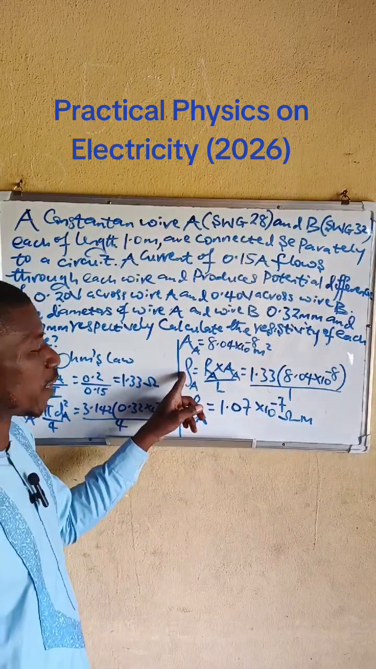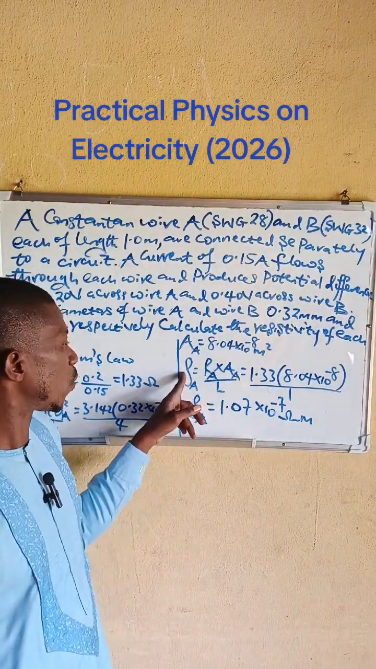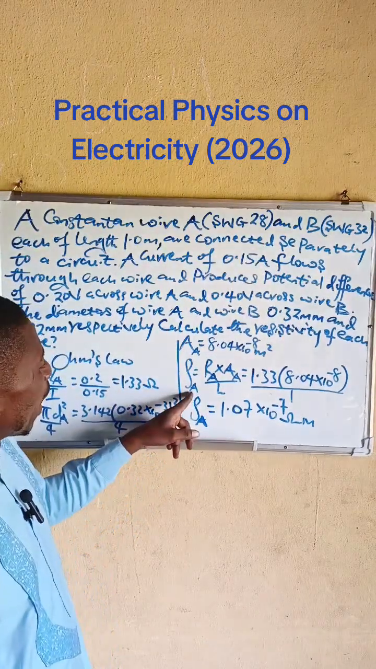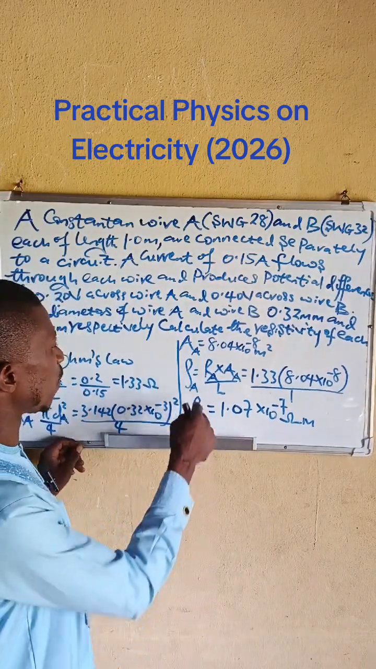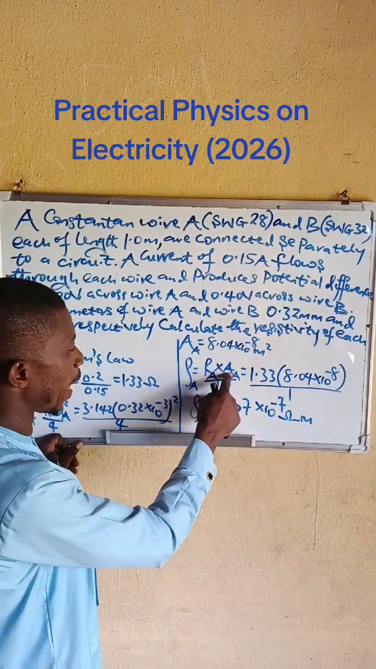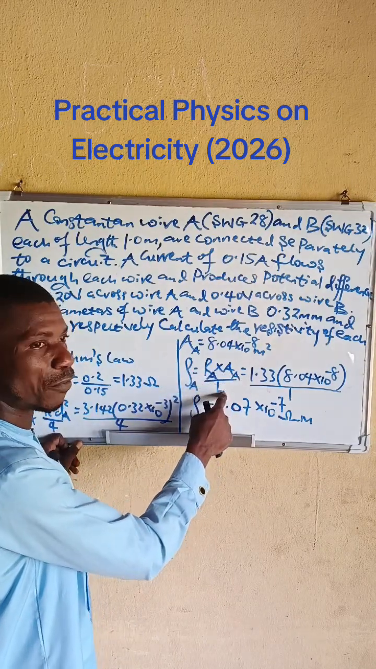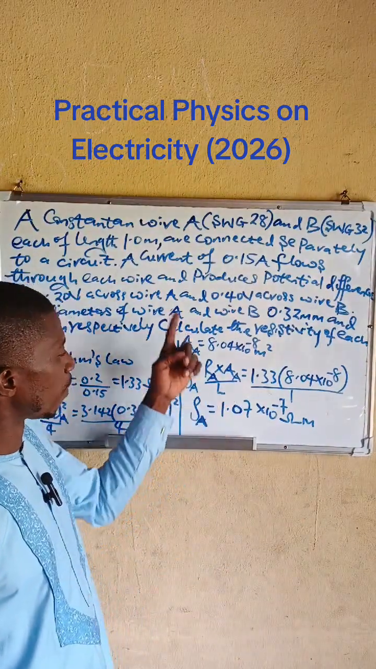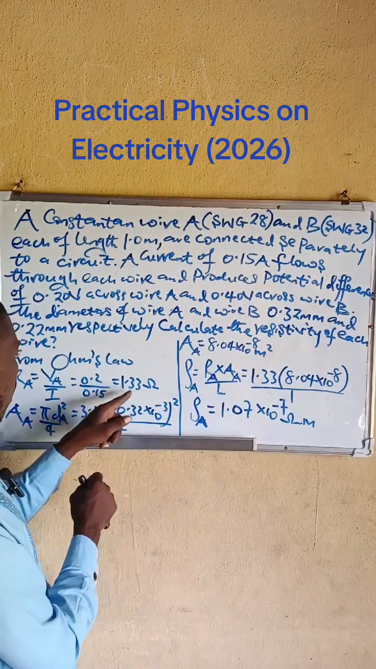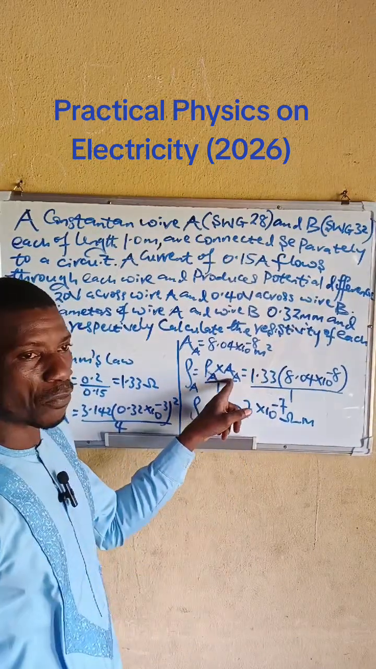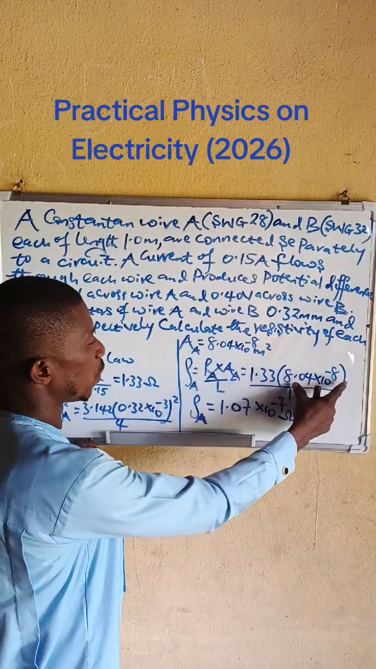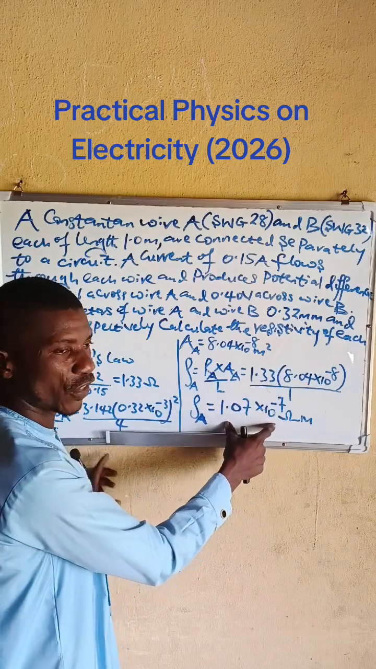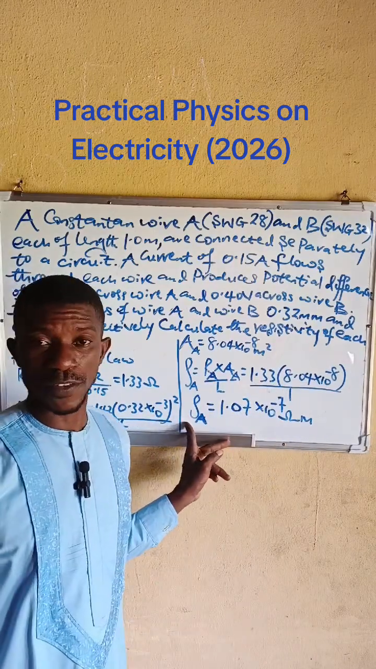So the resistivity, the symbol for resistivity is rho. I use this rho to denote resistivity. That is the resistivity for wire A. Resistivity of wire A is given as resistance of wire A multiplied by area of wire A over length of wire A. Both wire A and wire B have the same length, so that is 1 meter. Resistance of wire A is this one here, area of wire A is this one here, and the length of wire A is 1. So this multiplied by this is going to give me this. So this is the resistivity of wire A.